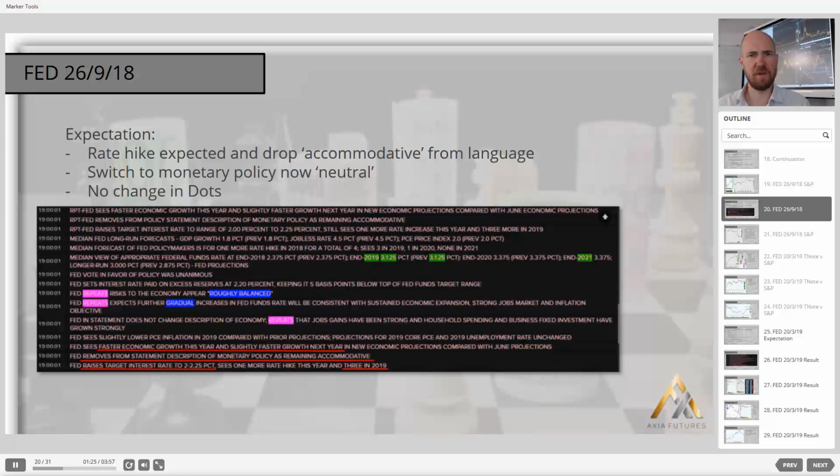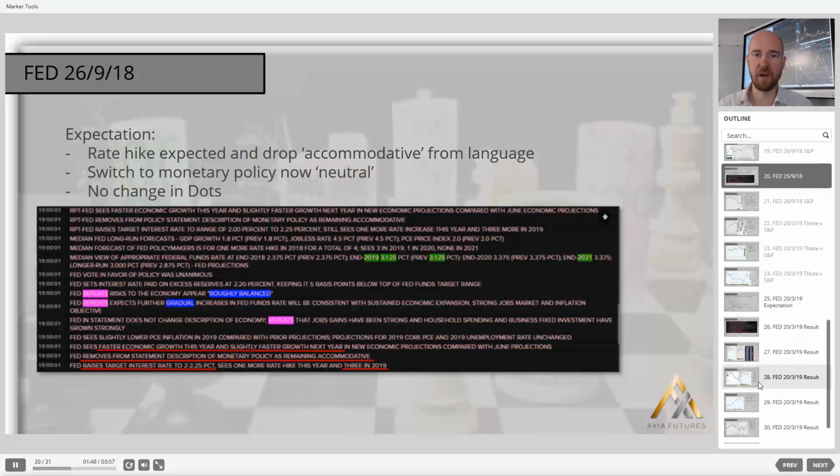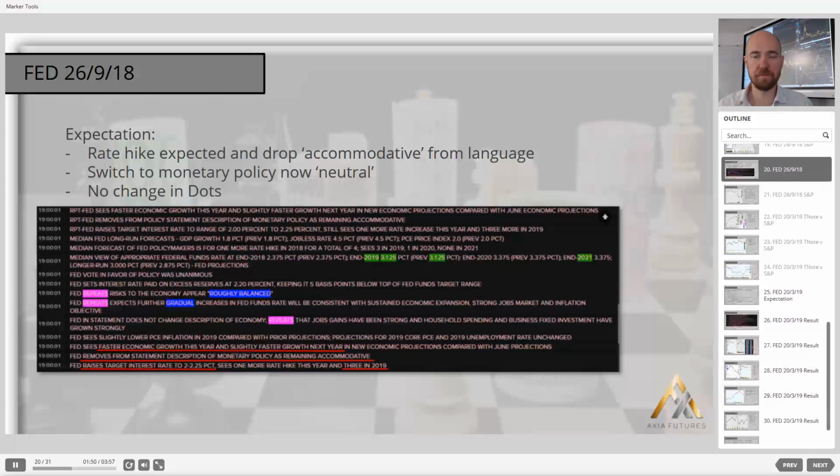Initially, that would be seen, you would think, as perhaps a more hawkish view. They've dropped this accommodation to the economy. However, the idea of dropping the accommodative stance suggests that they're moving to a more neutral stance. A neutral stance means that the Fed has reached the point where they see no reason for rates to change up or down at any point in the near future.